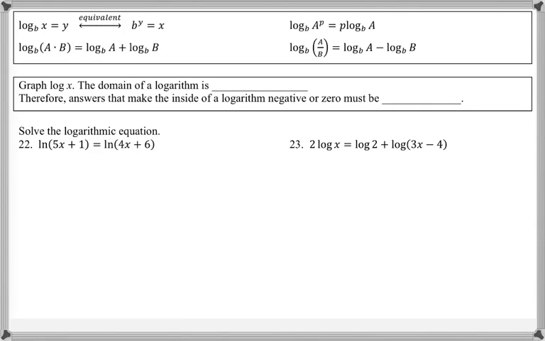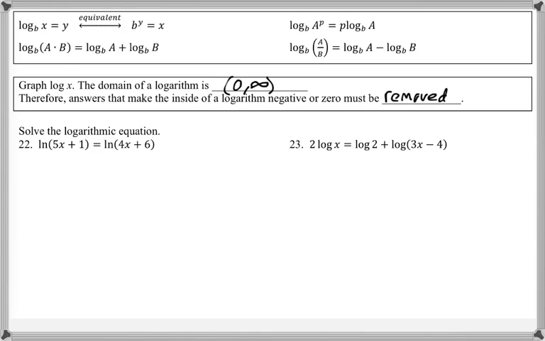The next part of the section, we're solving logarithmic equations. Now, if you graph log of x, you'll see that the domain of a logarithm is from 0 to infinity. And what that means is that answers that make the inside of a logarithm negative or 0 must be removed. So we always need to check our final answer on these problems.